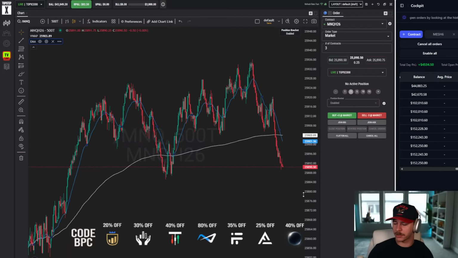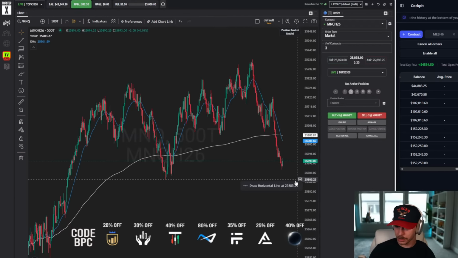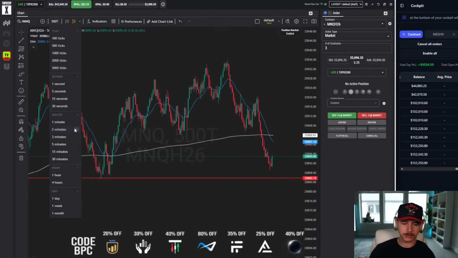This is really one-sided order flow to the downside. It's just a lot of selling, testing 886.